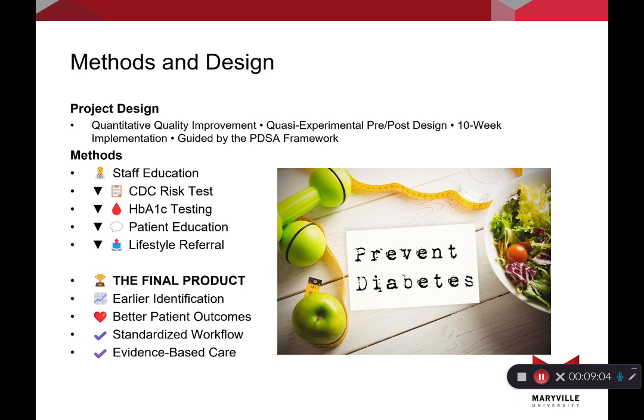This was important because successful implementation depended on everyone understanding not only how to use the screening tool, but also why this change was being made. The next step involved administration of the CDC prediabetes test. Patients who were identified as being at high risk could then move forward in the clinical pathway, which included provider review and the point-of-care hemoglobin A1C testing when appropriate. From there, the process included patient education and lifestyle referrals.